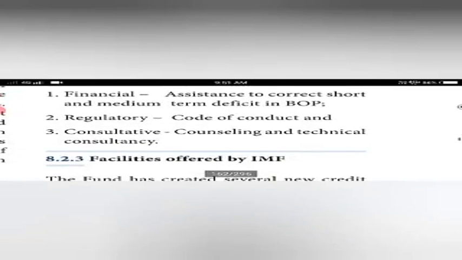The functions of the IMF are grouped under three heads. What are they? Financial, regulatory, consultative. What is financial? Assistance to correct short and medium term deficit in BOP. Deficit means scarcity, isn't it? If there is a balance of payment deficit, the IMF financially gives assistance to the country, whether short or medium term. They should correct the short and medium term deficit in BOP.